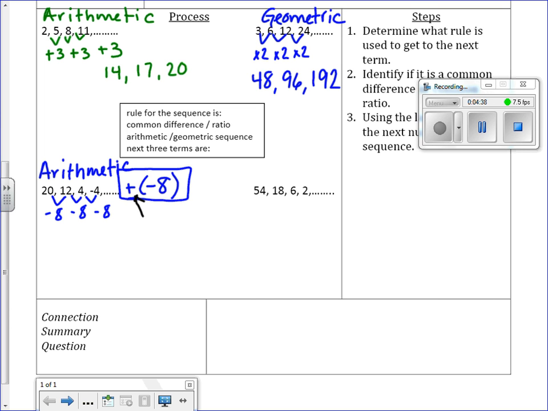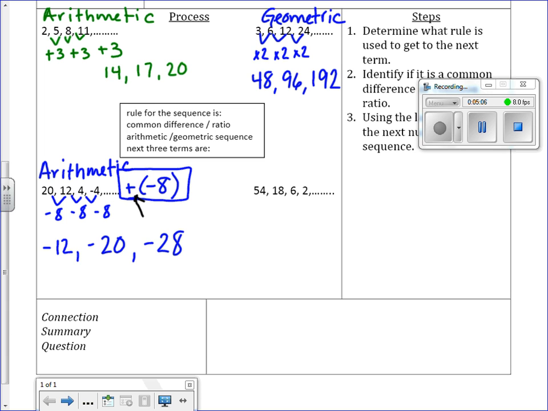Now, to figure out the next 4 terms, I figure it out. I am adding negative 8 to negative 4, and my next term is negative 12. And then my next term is going to be negative 20. And then my next term is negative 28, using those rules that we just dealt with for adding integers.